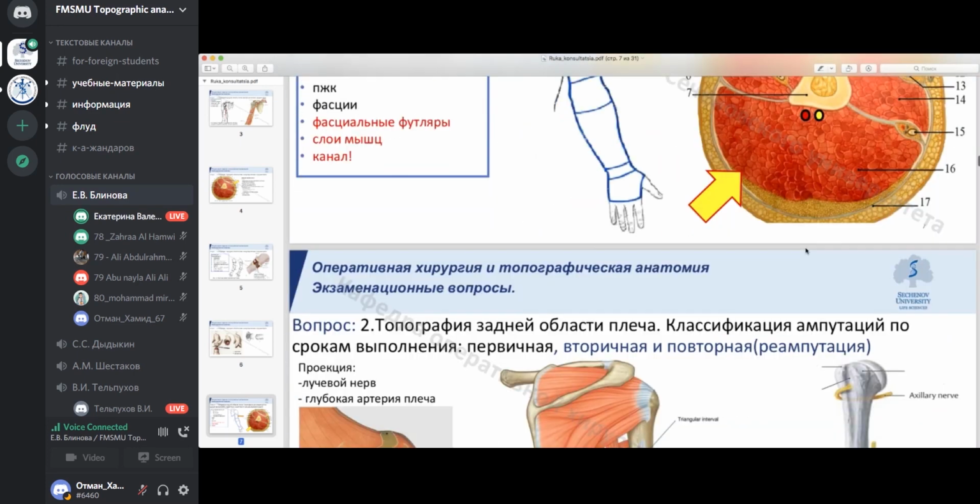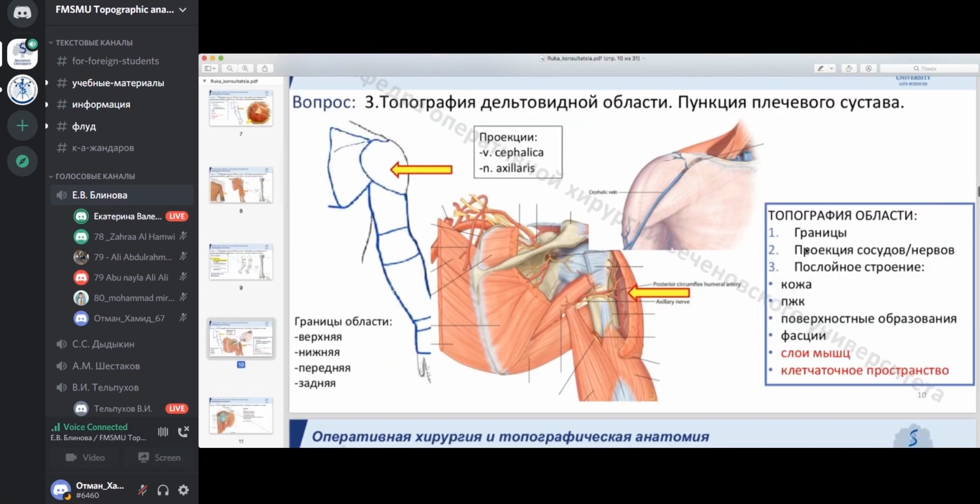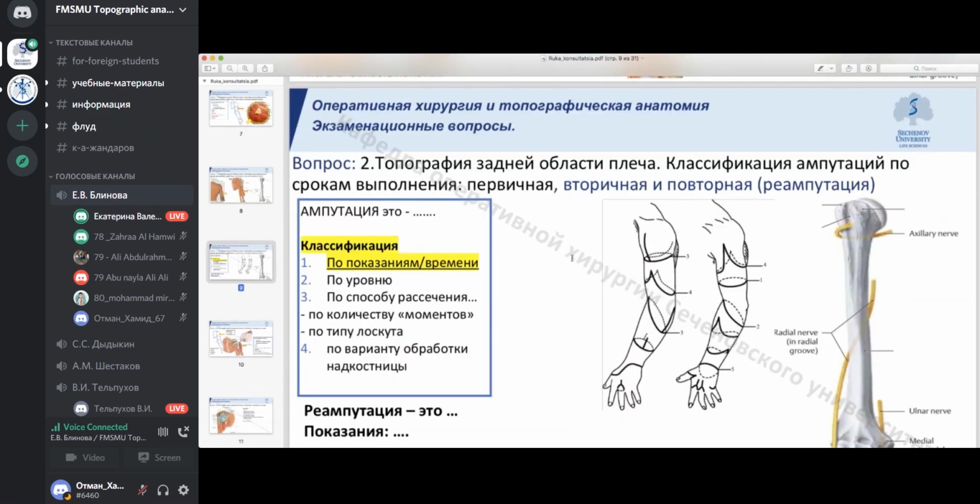The amputation times. It's a primary amputation time, 1 to 24 hours. Secondary amputation time, 48 to 72 hours. And the reamputation.